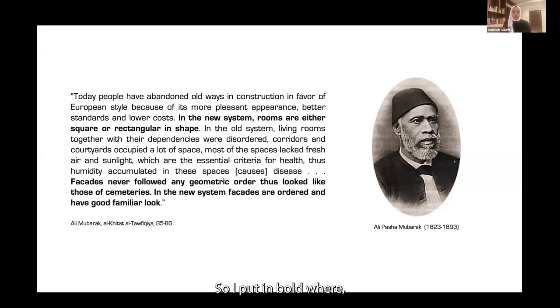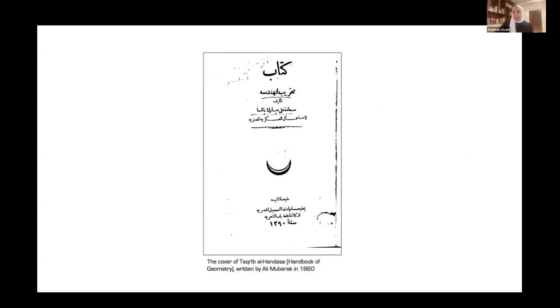So I put in bold where Mubarak drew connection between architecture and geometry. Mubarak studied in France and also studied and taught at the Muhandis Khana. So his books were taught at the Muhandis Khana. And he wrote books on geometry and construction. Among his early publications after his return from France were manuscripts on geometry.